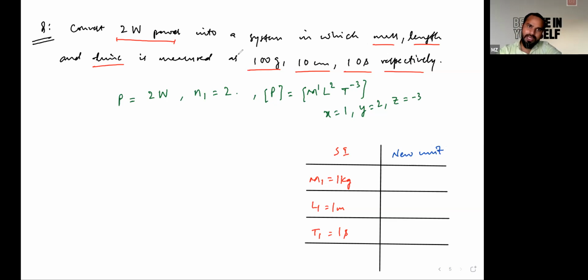There is nothing mentioned as CGS unit, FPS unit, or any other term. They have given you some numerical values regarding the calculation of mass, length, and time. So we have to put a new system of unit in which mass would be M2, length would be L2, and time would be T2. Just see, here mass is nothing but 100, so it would be 100 gram. Similarly, length is 10 centimeter and time is just 10 seconds.